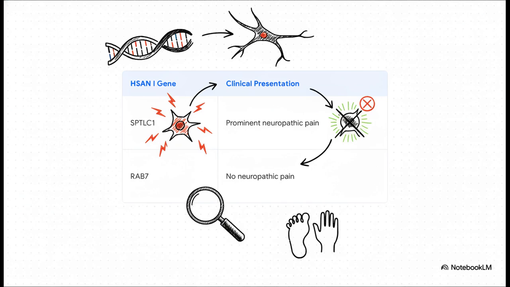Patients with mutations in the SPTLC1 gene typically present with prominent neuropathic pain. Conversely, patients with RAB7 gene mutations present with very similar sensory and motor involvement, but critically without the neuropathic pain. So a highly precise clinical examination literally serves as your first filter.